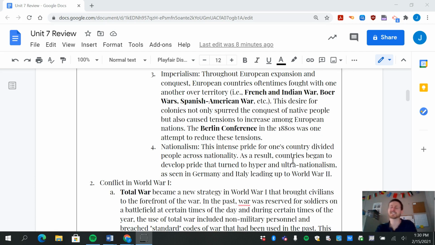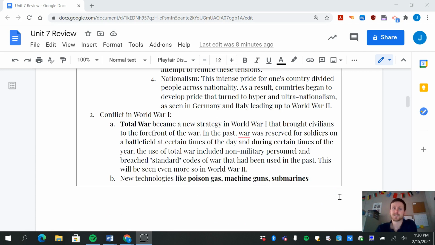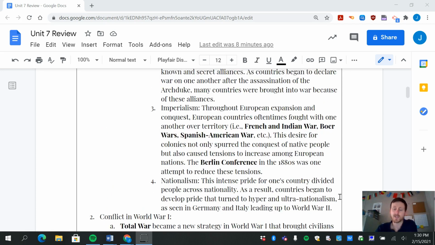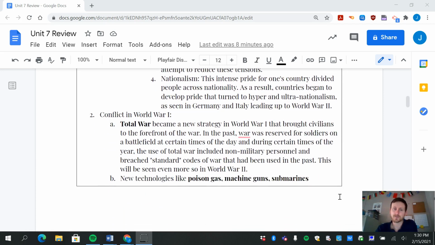Nationalism has been defined as this intense pride for your country that's divided across one's nationality. And certain countries began to develop a sense of hyper-nationalism or ultra-nationalism. And this is some of the stuff that we see in Germany and Italy that led to the rise of people like Hitler and Mussolini in these totalitarian dictatorships. So those are the main causes. These last four were the long-term causes, with the main or immediate cause being the assassination of Archduke Ferdinand.